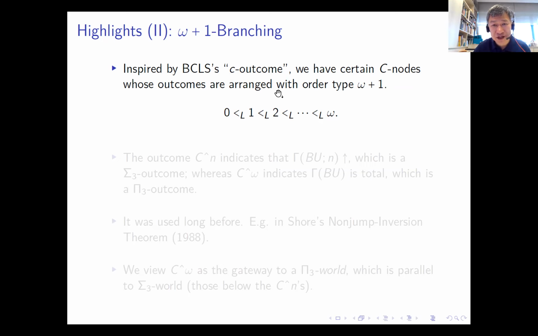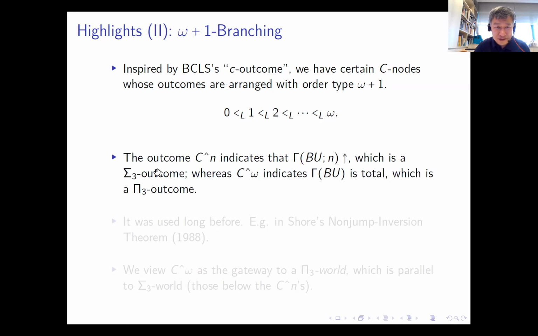Its outcomes are arranged with the order type omega plus 1. So C would have outcomes 0, 1, and so on, with the less-than relation indicating the left to right order. On the tree, these will be C concatenated with 0 and 1, but at the rightmost there is a branching omega, so labeled omega. So there's order type omega. Intuitively, the outcome C concatenated n indicates that a certain functional is partial at the witness n. So n is the witness of some function being partial.